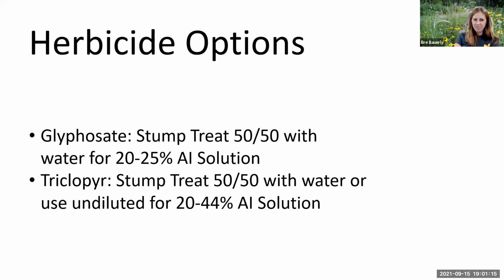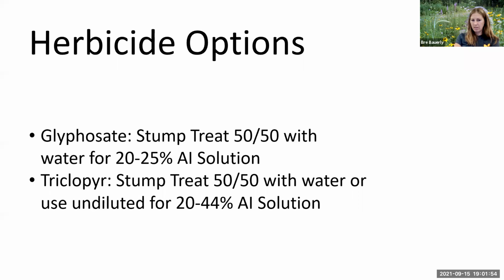A couple of options for working with herbicide that's going to be effective on stump treating buckthorn: glyphosate-based herbicides and triclopyr-based herbicides. Both of these are pretty readily available, and both can be stump treated 50-50 with water, or depending on what formulation of triclopyr you're using, it can be undiluted. But these are the solutions that you're looking for for effective stump treating, and this is sometimes on the label and sometimes not, depending on what product you buy.